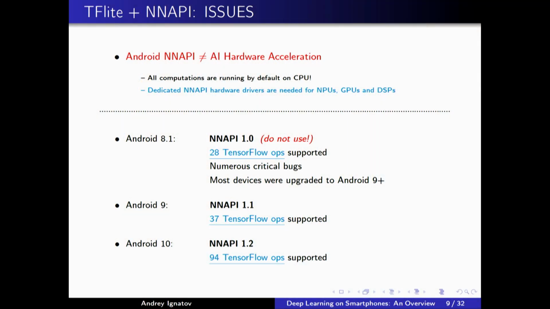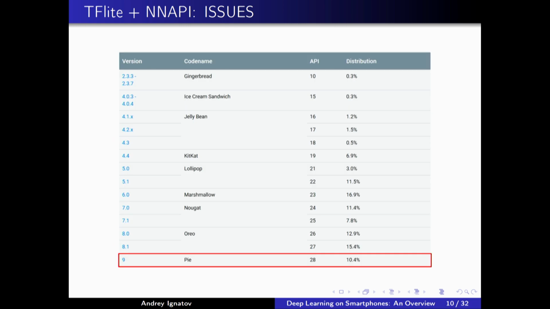Second problem is that NNAPI is supporting a very limited number of ops. The first version had only 28 ops, and it was able to accelerate just very simple models. It also contained a number of critical bugs, so actually it was unusable. The current version 1.2 that comes with Android 10 contains 94 ops. This is already better, but still not enough for many custom models, and, for instance, not enough for almost all natural language processing models. Next problem is coverage.